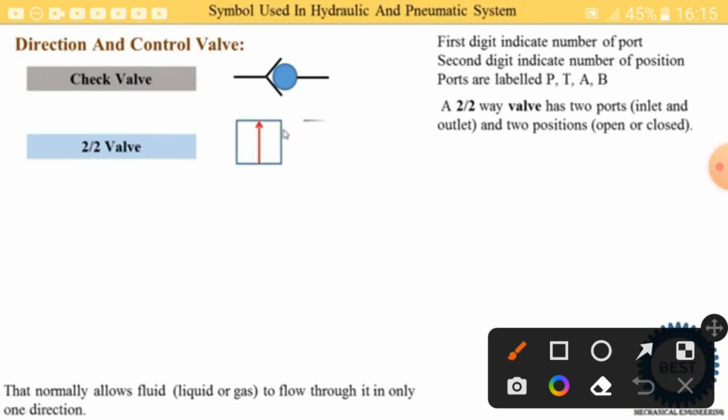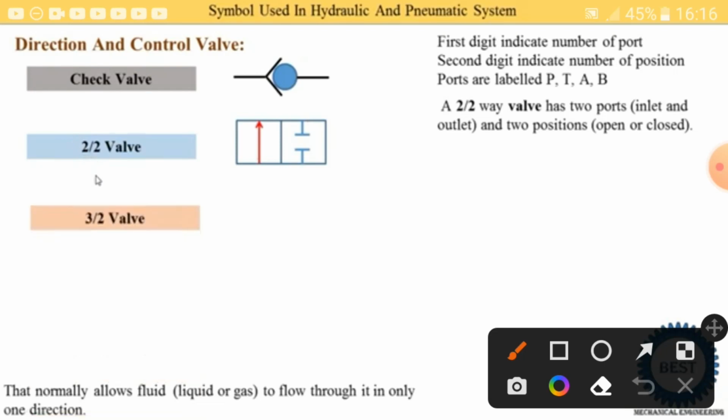For the second position we need to draw a second square, and the second position is for close. So this symbol is used for the close position. It is also the P port and this is the A port. This is only a 2 port valve, because again here it is written as 2.